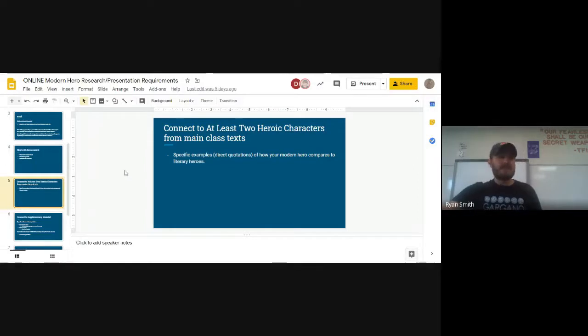You need to connect them to at least two heroic characters from main class texts. So you have the Iliad, Beowulf, and Sir Gawain to choose from. For the Iliad, you can choose any of the people that are heroic. We had all those debates in class. They're all on the table for you to compare them to.